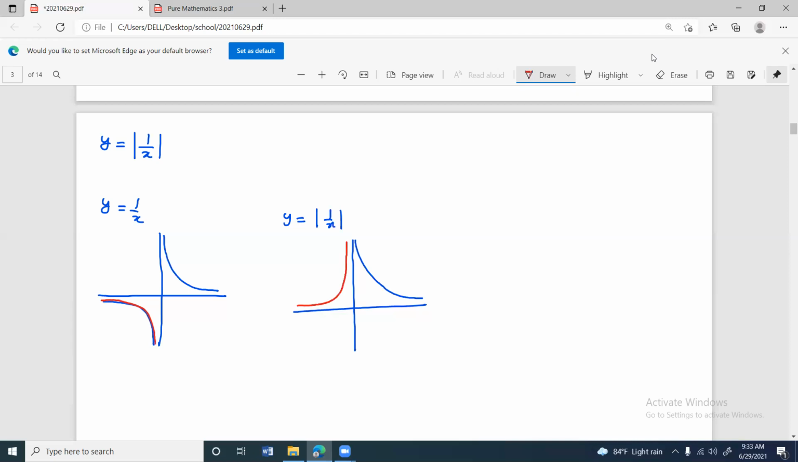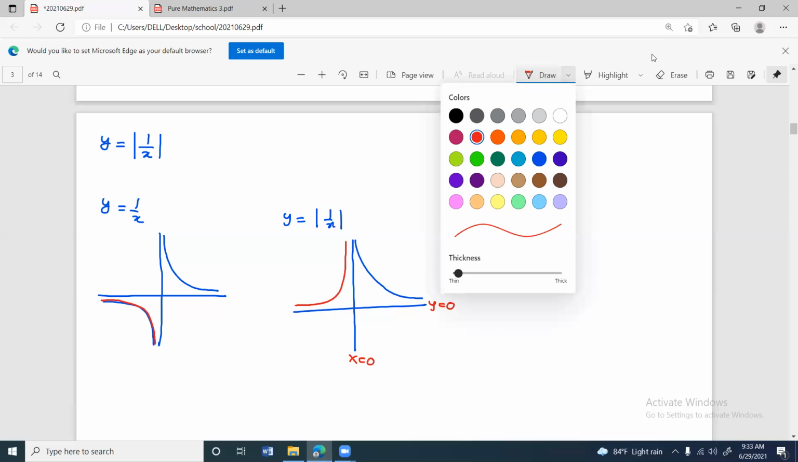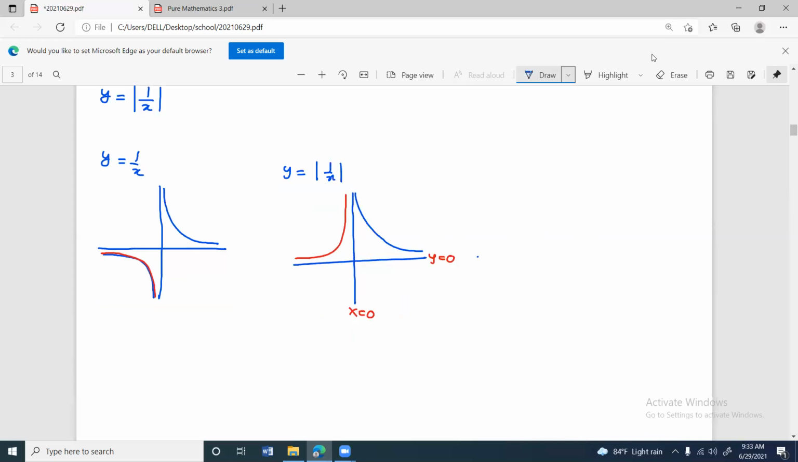In this case, we need to mark the axes of asymptotes over here, x equals to 0. Yeah, that is the way of understanding this kind of graph. Right. I'll make a little bit more advanced version of these graphs.